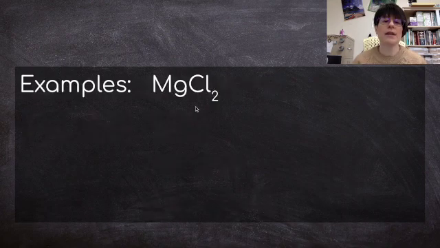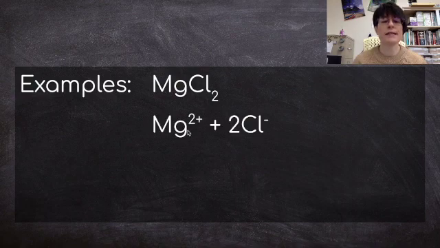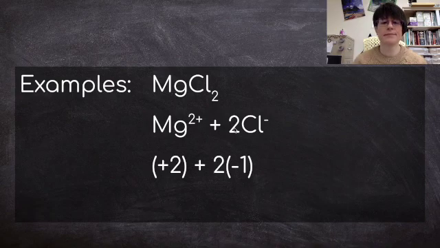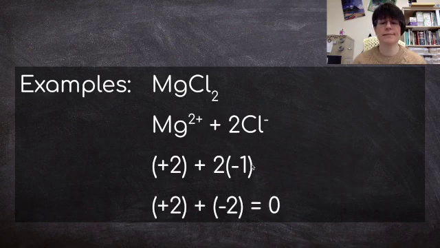Something a little more complicated, magnesium chloride. Magnesium ion has a +2 charge. The chloride ion has a negative charge, but there are 2 of them. So a +2 plus 2 -1s is +2 plus -2 equals 0. So always these cancel out to 0.